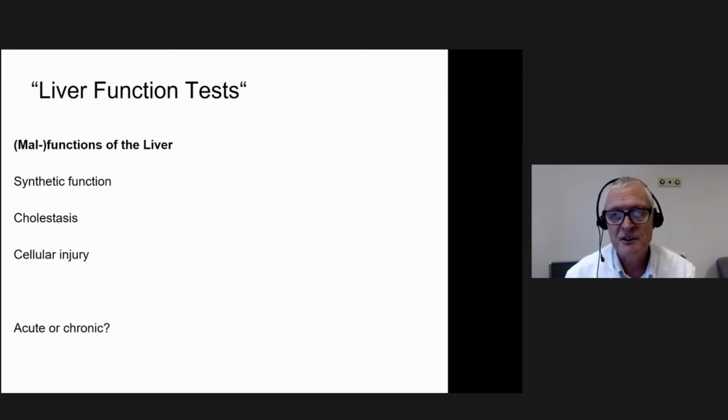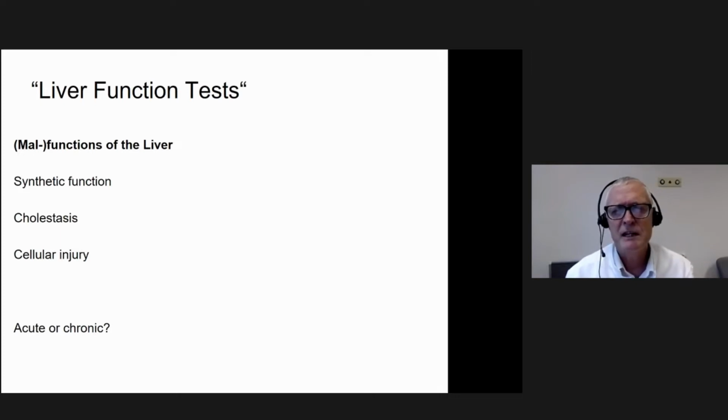Then there is cholestasis as a pathophysiological situation. And I would like to call that an emergency. Anything related with cholestasis is urgent. And then there is cellular injury, and that's a bit dodgy term. It can mean anything. It may mean full necrosis in acute liver failure, but it may also just be the vaccination from COVID-19 or some other routine vaccination of an infant.